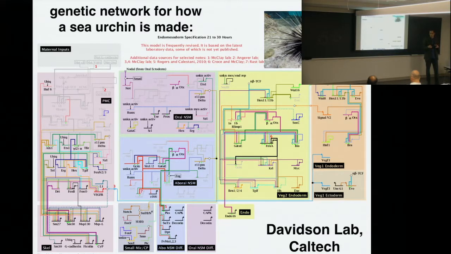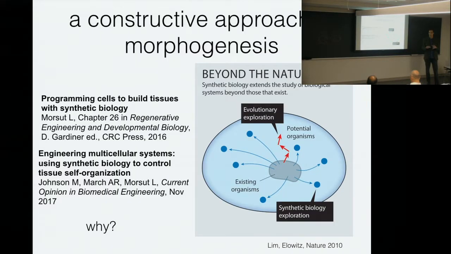And what we are proposing is a constructive approach to try to recapitulate, to build from the bottom up, morphogenetic systems to explore the potentiality for this form of building. So if here in this space we have the existing organisms, the existing morphogenesis, what is this larger scope of things that can be built with genetic programs that are not necessarily found in nature, but that we can now start to generate and implement in cells?